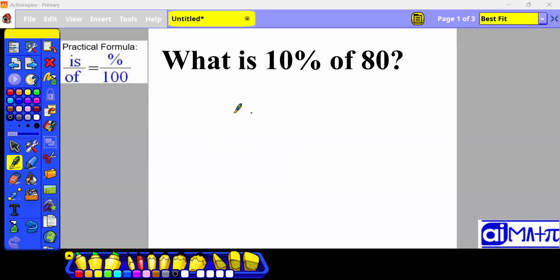What is 10% of 80? We're going to set this up using the formula that typically says part over whole, but we're going to use a more practical way with that formula that says is over of equals percent over 100.